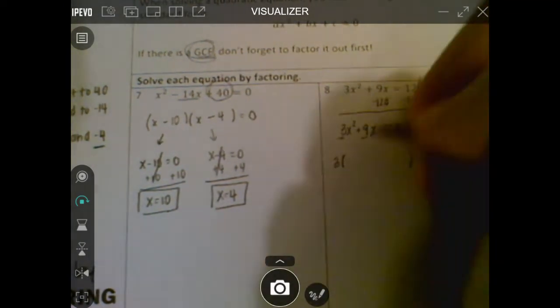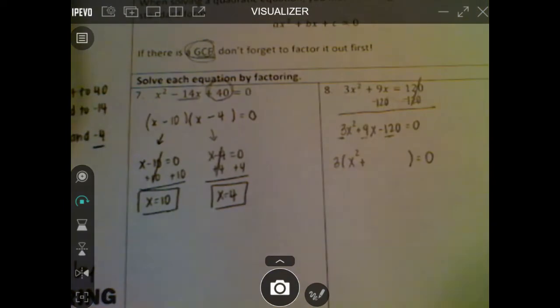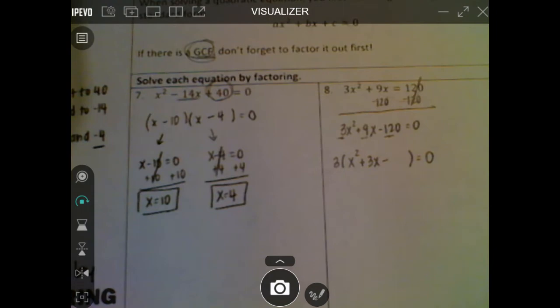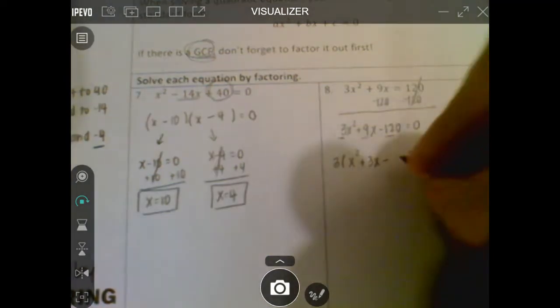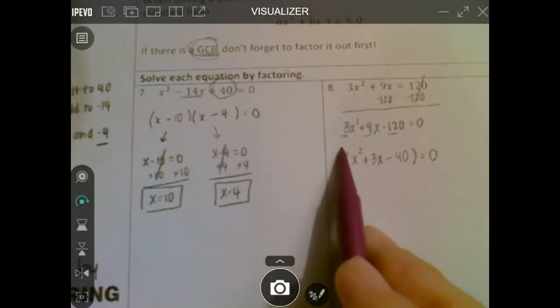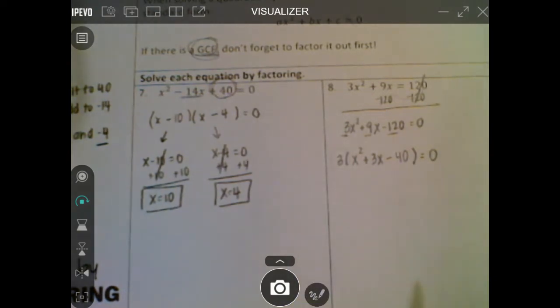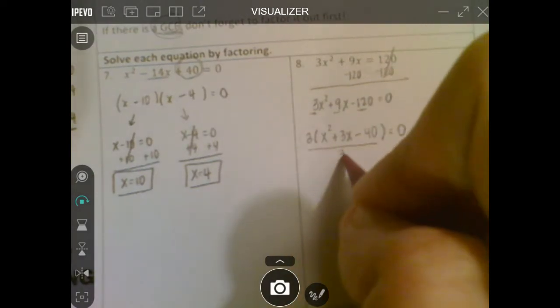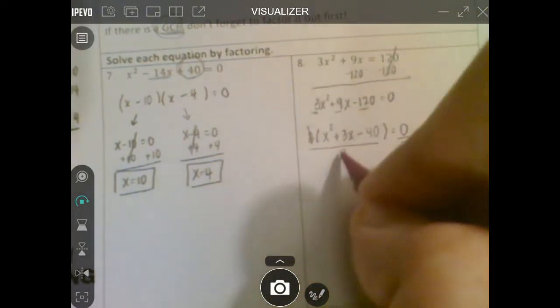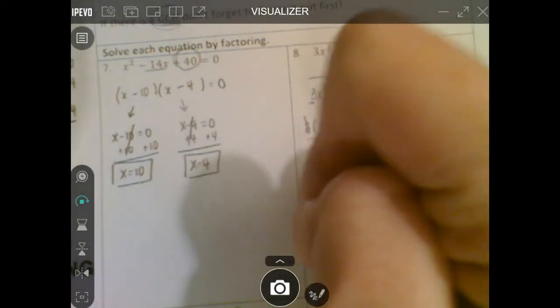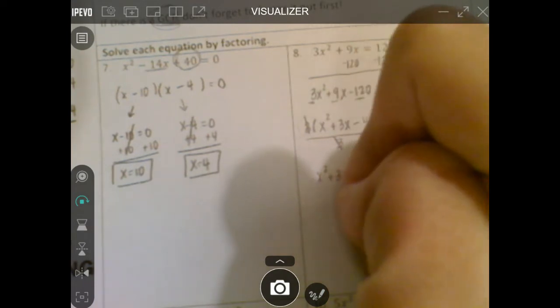If I take a 3 out of the 3x squared, I'm left with x squared. If I take a 3 out of a 9x, that's going to give me a 3x. And then when I take out a 3 from a 120, I believe that gives me 140. I'm sorry, 40, not 140. And if there is just a constant here, meaning no variable in front of the GCF, what we can do is actually divide that factor out so that we get rid of it so it doesn't mess us up when we're trying to factor. But that's only if there's no variable attached that you can do that. So we get x squared plus 3x minus 40 equals 0.